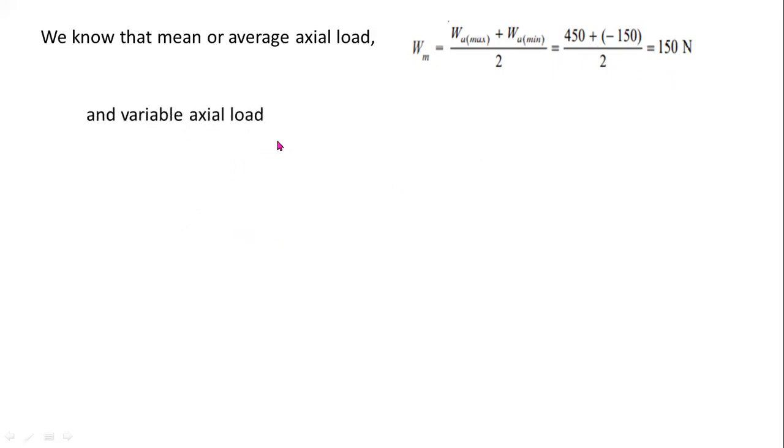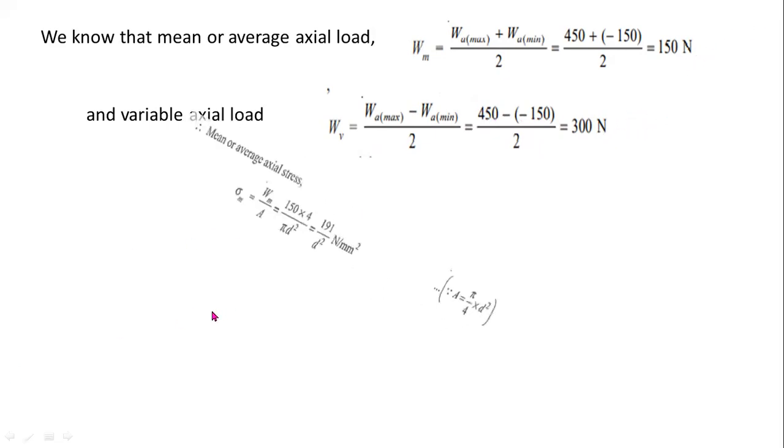And for the variable axial load, already we know the formula: W_v equals maximum load minus minimum load by 2. So 450 is the maximum load, minus 150 is the minimum load. So (450 - 150)/2 equals 300 newtons. This is the variable load. This is the mean load, and this one is the variable load.